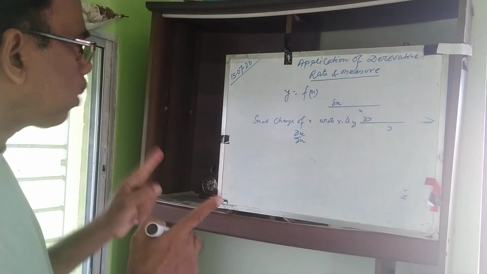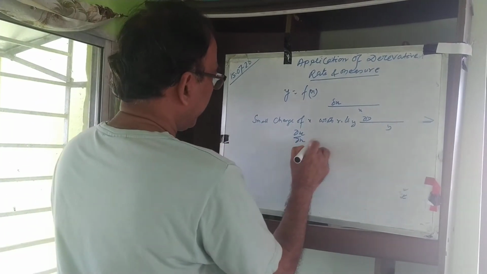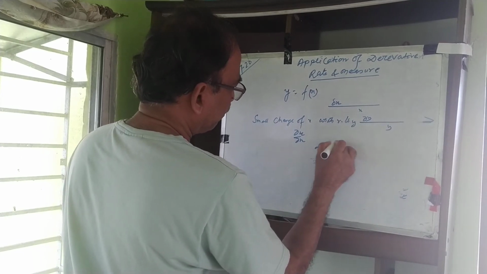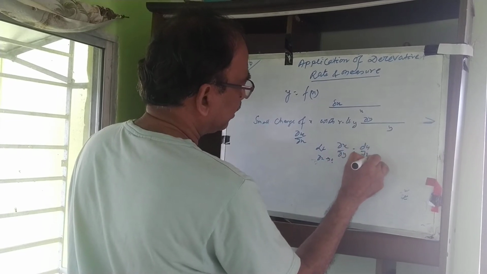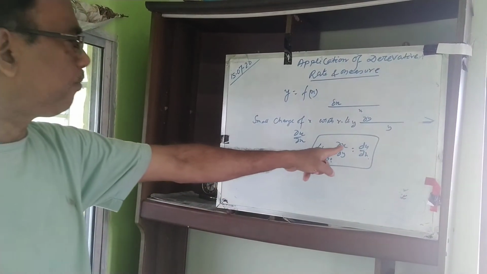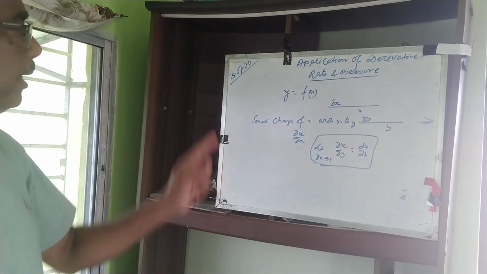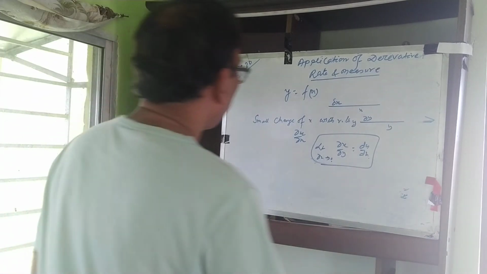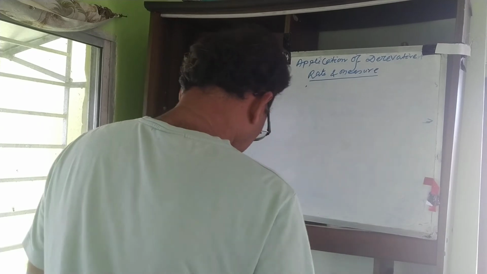So the actual rate of change is the limit as del x tends to 0 of del y by del x, which equals dy by dx. That is the formula: the actual change of y with respect to x is dy by dx. With this formula we can solve rate and measure sums. Let us do a few sums like this from this chapter. Sum number 1.